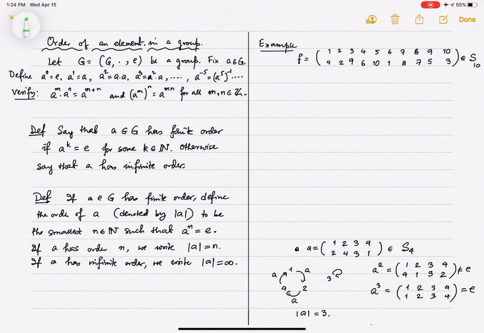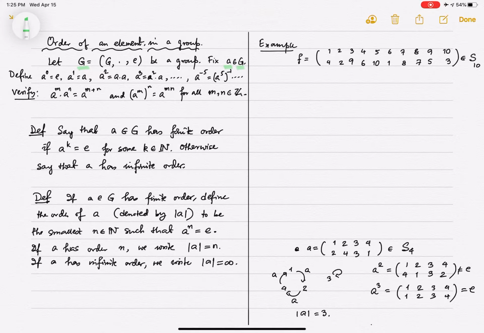We are talking about order of an element in a group. Let me remind you of the definition. G is a group. You fix an element A in G. Then first of all, you define powers of A. A to the 0 means the identity element E. A to the 1 means A.